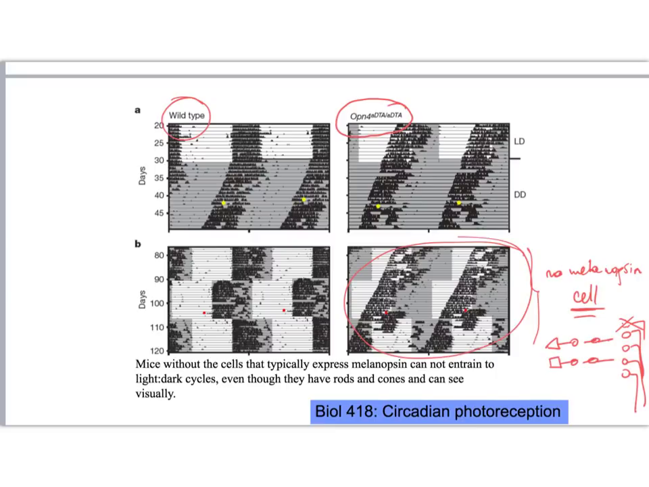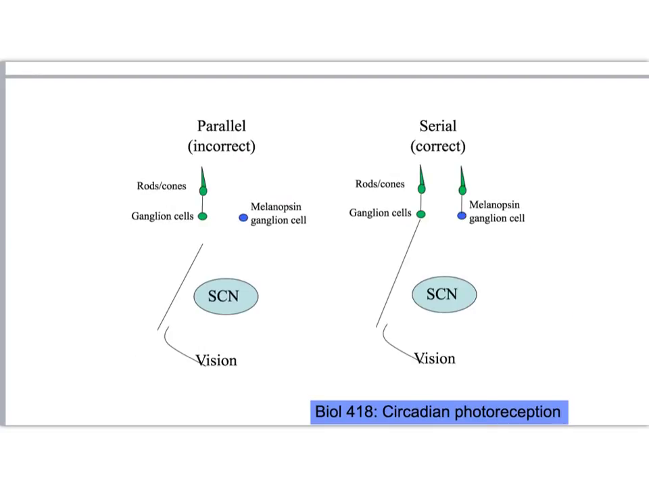However, they cannot entrain their circadian rhythms, meaning that the serial hypothesis is correct. That is that all the input to the SCN goes through melanopsin ganglion cells. This is better in your schematic, but essentially all the input to the suprachiasmatic nucleus from rods and cones is coming from retinal ganglion cells that contain melanopsin, and the ones that do not contain melanopsin are responsible for vision.